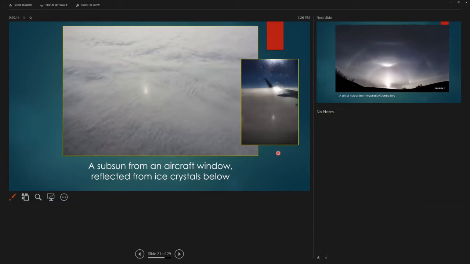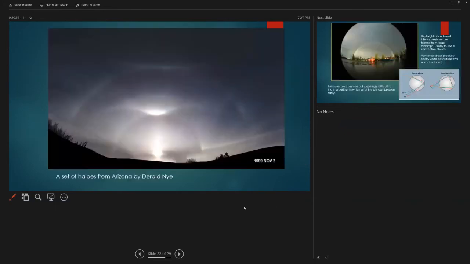I've showed you mostly fairly simple halos in this, the ones that are reasonably common you could expect to see just about every year if you're under the right circumstances. But sometimes you get something like this. This was sent to me by a fellow from Daryl Nye, and this was photographed in the summer in Arizona, so you do not need to have winter conditions, although it helps to get all of these things.